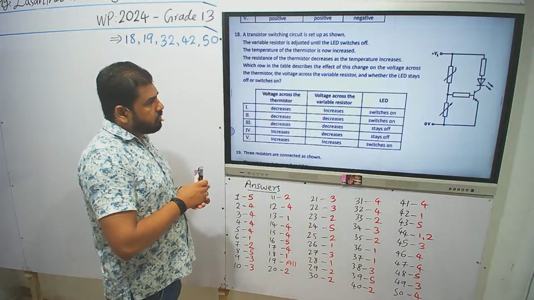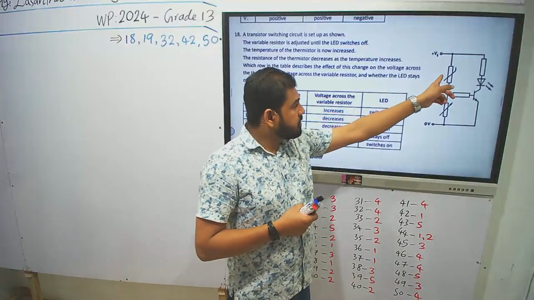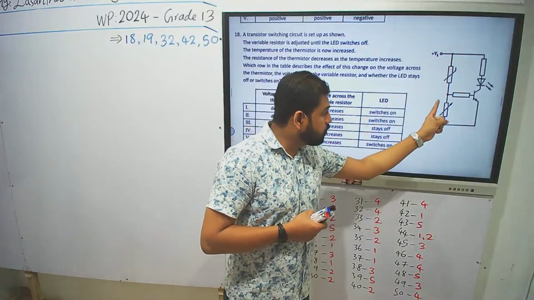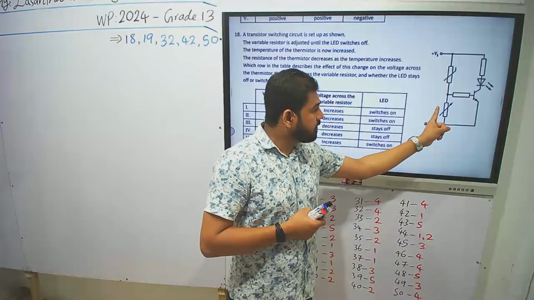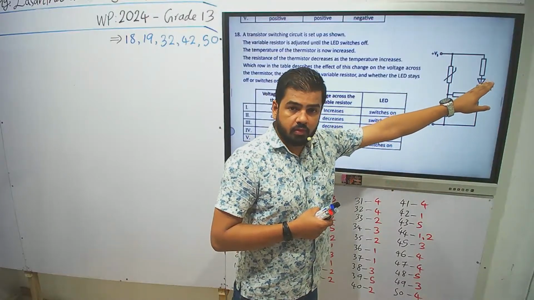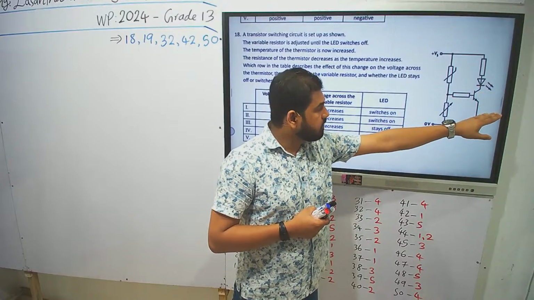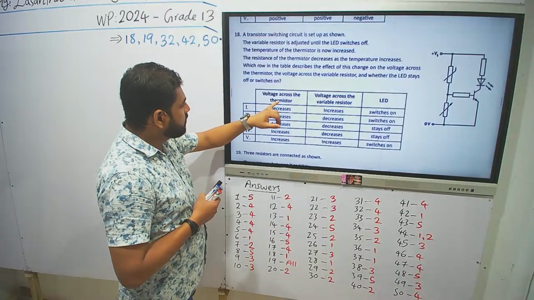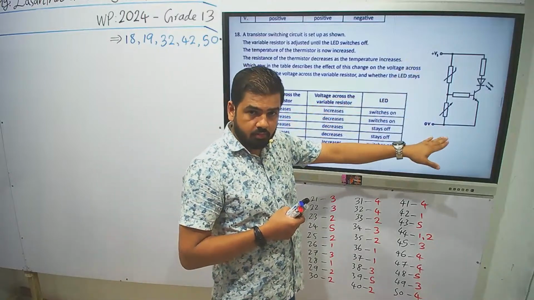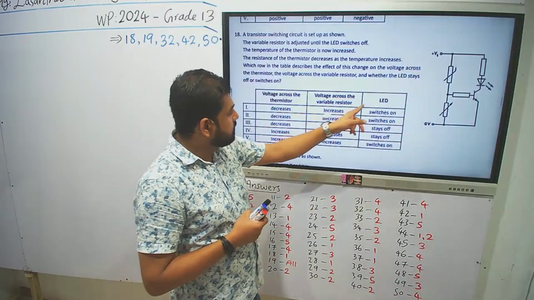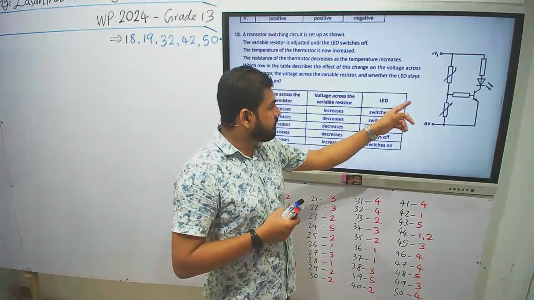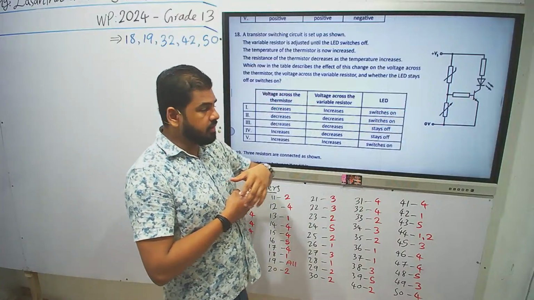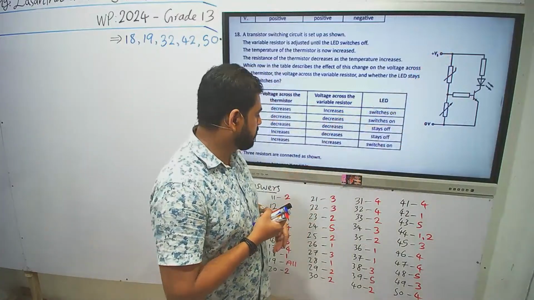So you understand that. Once the temperature is increased, the resistance decreases, and the voltage decreases. That means there is a boost in this voltage, so that will drive this transistor from cutoff to saturation. Now you have to select the best answer. The voltage across the thermistor will decrease, and the voltage across the variable resistor will increase, and that will lead to the LED turning on. I hope you understand the theory with this thermistor part. That's what I wanted to discuss.